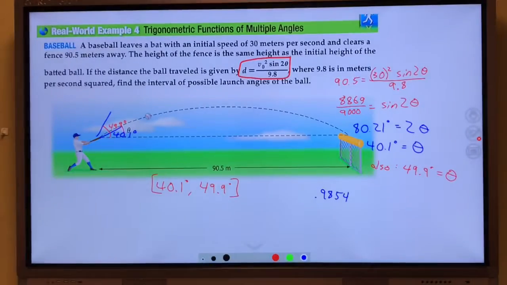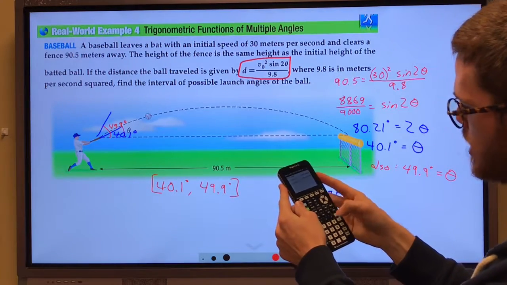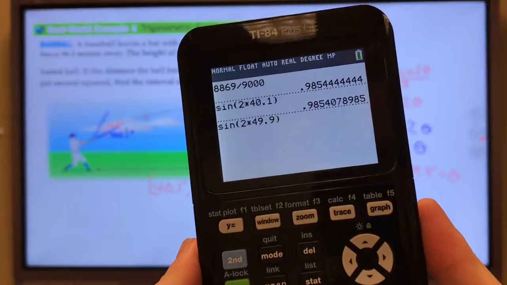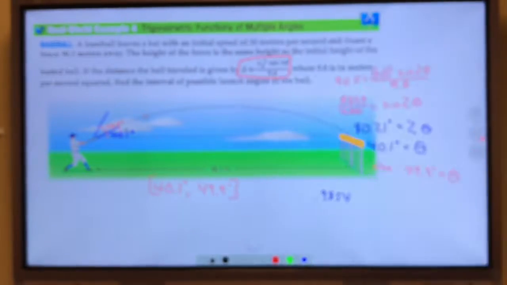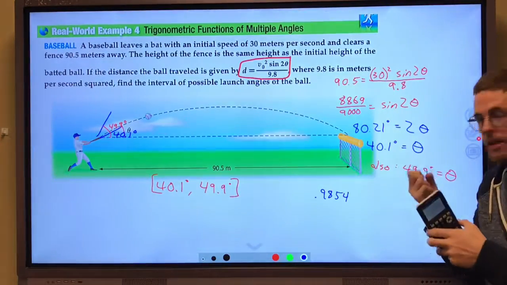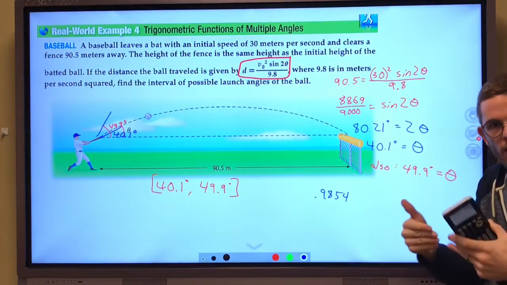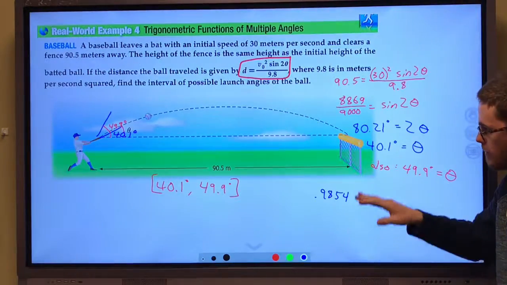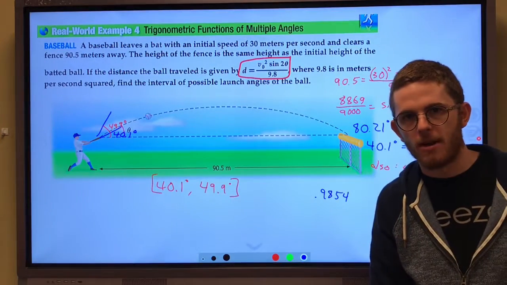Well, let's double check the other value. 49.9, sine of 2 times 49.9. Look at that, it gives me the same output. So that's because we were multiplying it by 2. It's not just a straight theta. We're doubling that. If we double 40.1 and we double 49.9, those two values are supplements. These two values, though, are complements. So here's the two values that would get us the distance we need to clear that fence.